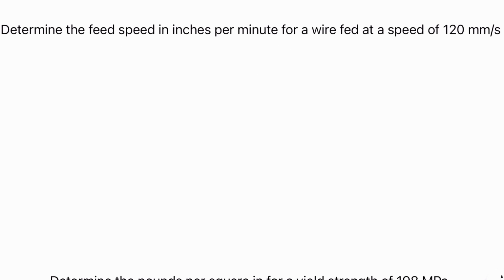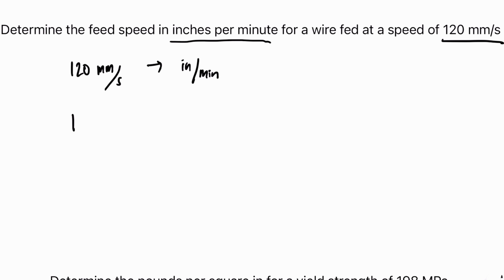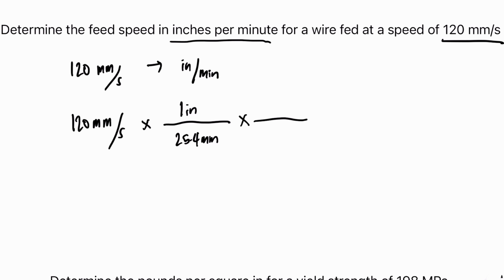So another example of conversion here: determine the feed speed in inches per minute for a wire fed at a speed of 120 millimeters per second. So you need to convert 120 millimeters per second into inches per minute. For 120 mm per second, you just need to cancel those units and convert it to inches: 25.4 millimeters, 1 inch. For the seconds, you need to cancel the seconds in the denominator, so you have the conversion here: 1 minute is equal to 60 seconds. So you put the 60 seconds on the numerator for you to cancel the units, then 1 minute on the denominator. That leaves you with this one.